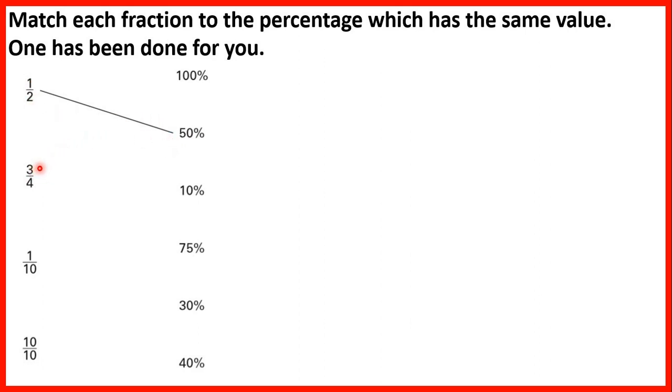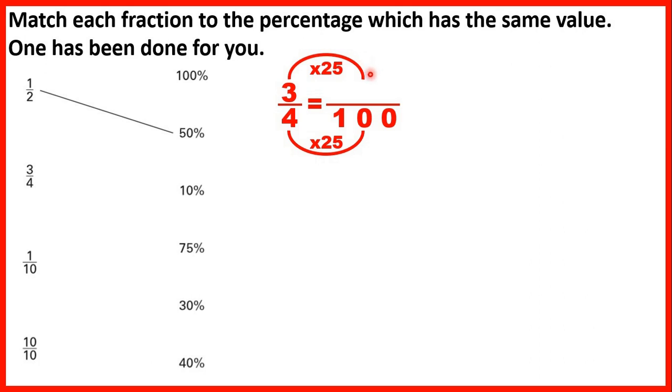Now we need to match 3/4, so we can find an equivalent fraction for 3/4 which has a denominator of 100. 4 times 25 is 100, and what we do to the denominator, we do to the numerator as well, and 3 times 25 is 75. So because 3/4 is equivalent to 75 hundredths, that's equivalent to 75%.